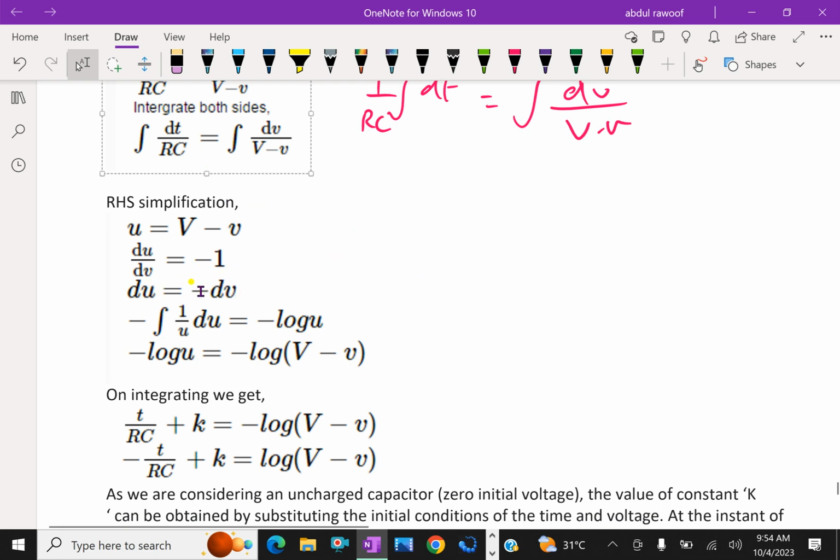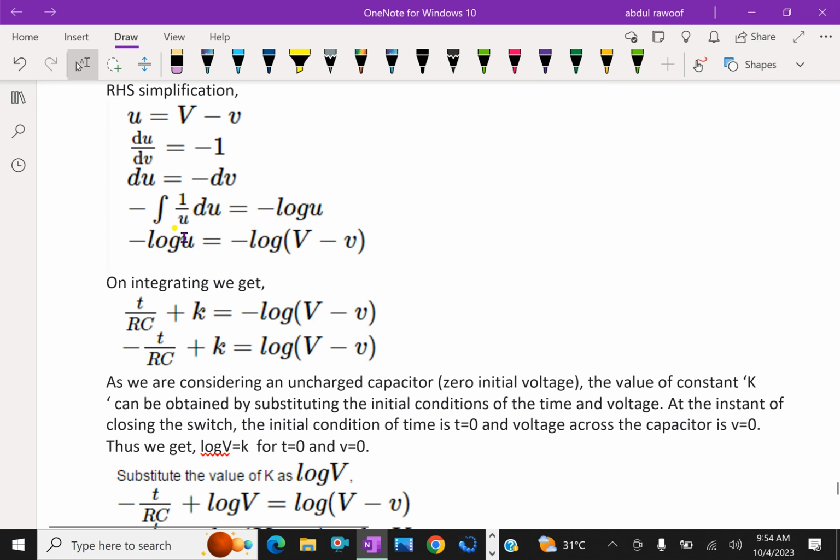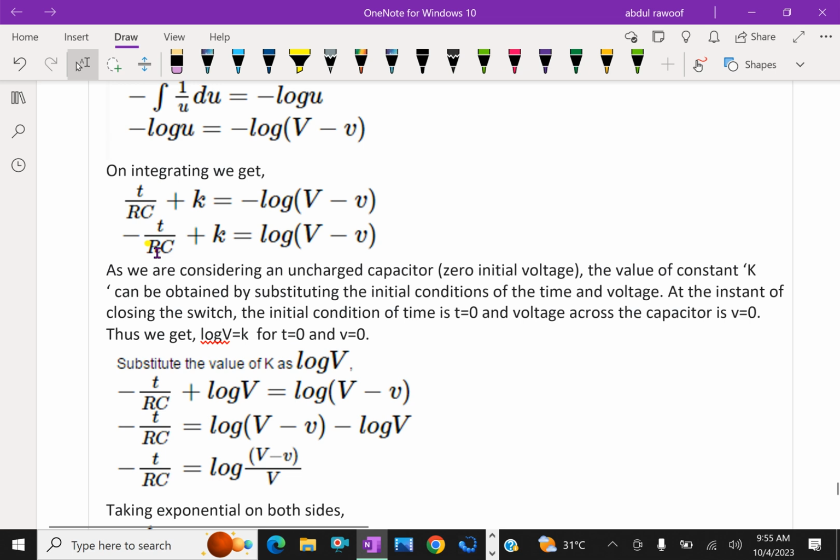Therefore, we substitute these values here. The integral of minus 1 over u du equals minus log u. Substituting the u value, minus log u equals minus log (V minus v). On integrating this, we get t over RC plus K equal to minus log (V minus v). Therefore, we can say minus t over RC plus K equals log of (V minus v).